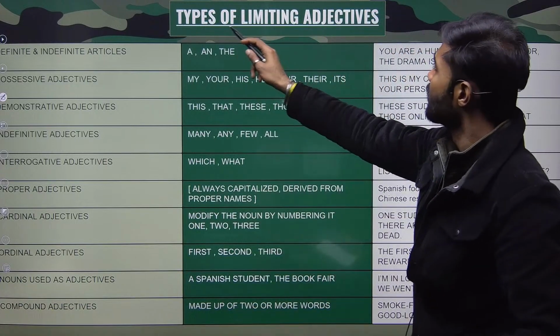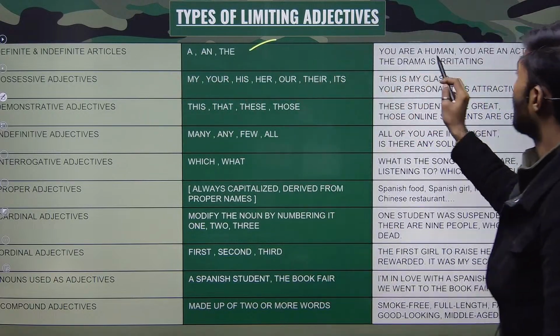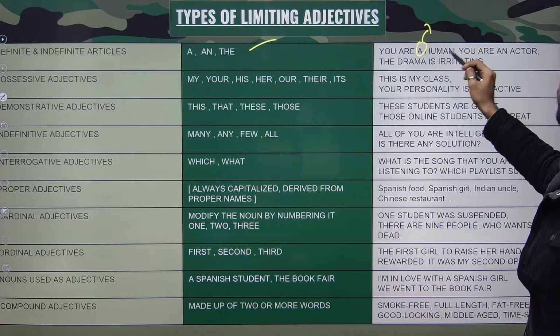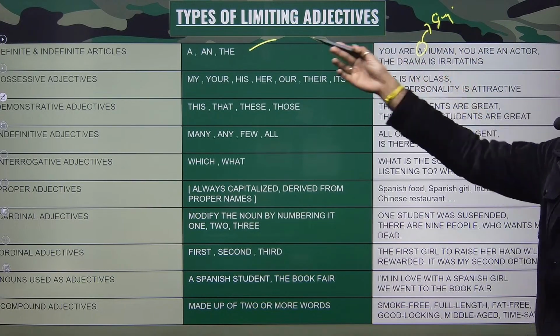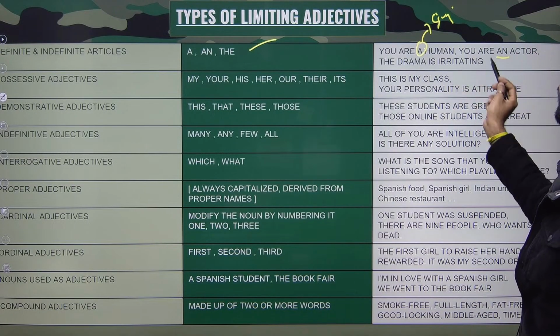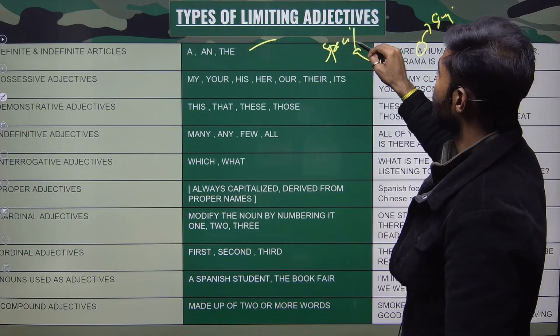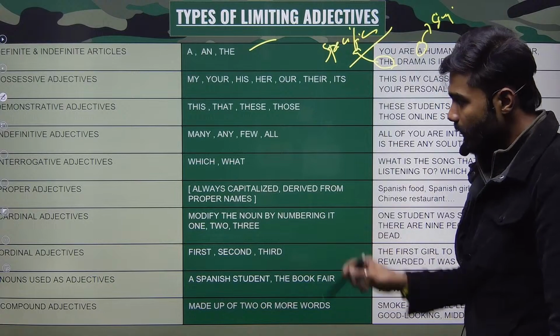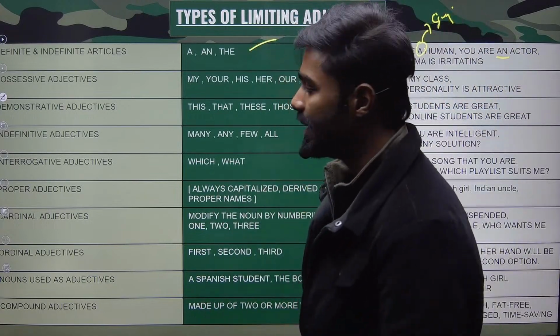Here I've given the types of limiting adjectives. See, definite and indefinite articles. You are a human. A means a single person we are talking about. Also, a can be an adjective here. See, you are an actor. The drama is irritating. The drama means I'm talking about a specific drama. So everything is written over here. You can go through it. All right. It is easily understandable.